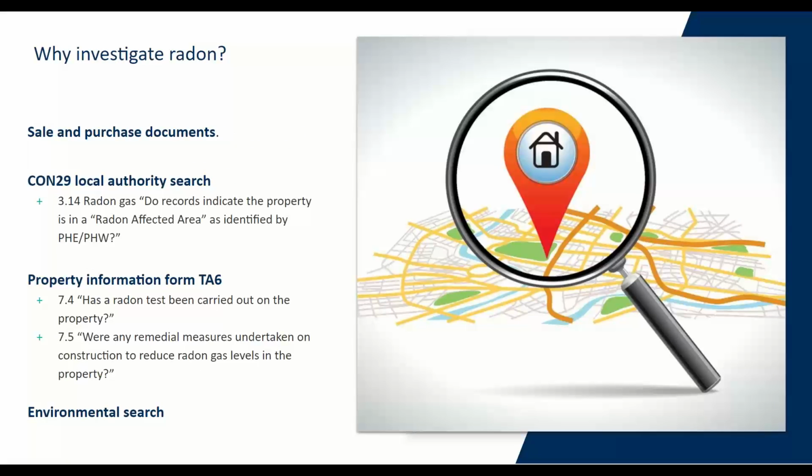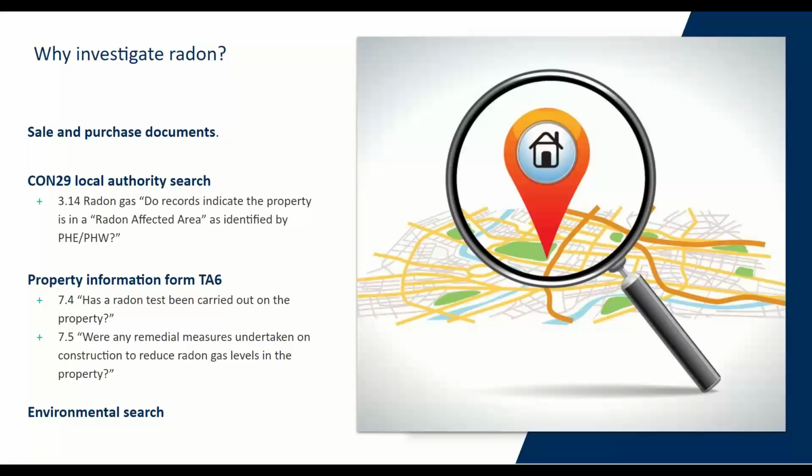So I mentioned earlier the CON29, but there is also another document in the conveyancing process that has radon in it, and that's the TA6 property information form, which is completed by the seller. Now, I'm sure you're all very familiar with both the CON29 and the TA6, and I'm sure you're all very aware of the phrase caveat emptor, which translates to buyer beware. As this form is completed by the seller, an element of caution should be exercised.